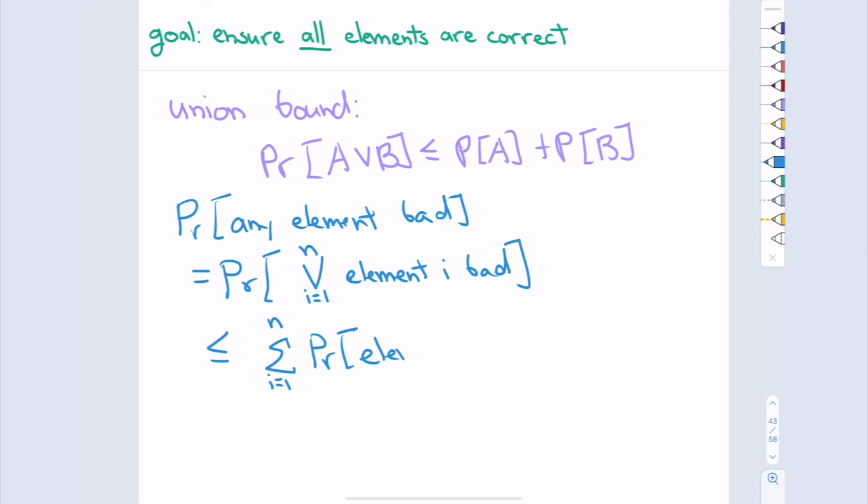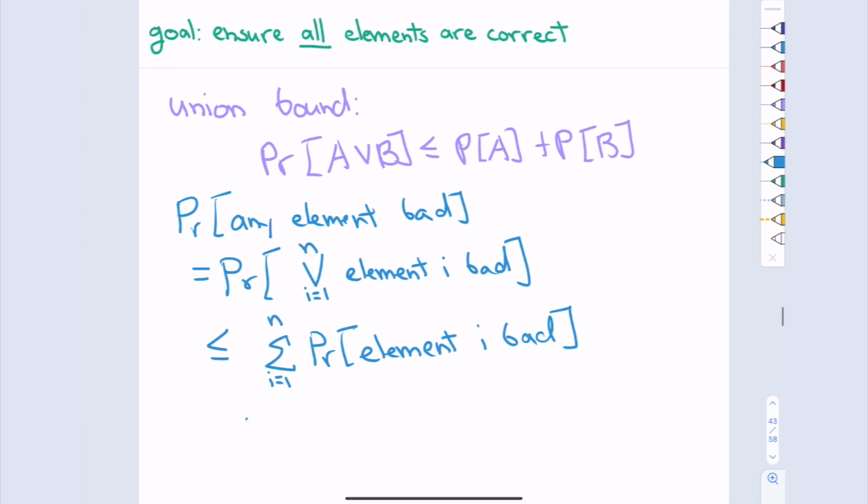Okay. So here's the key use of the union bound. The probability of any element being bad is bounded above by the sum of probabilities of individual elements being bad. So that's a sum of n terms, each of which is at most 1 over n to the 10. We have so much control over the individual error that we can afford to take a union over all of them and just add them all up. So n terms times 1 over n to the 10, you get 1 over n to the 9. So with probability 1 over n to the 9, all of them are correct.